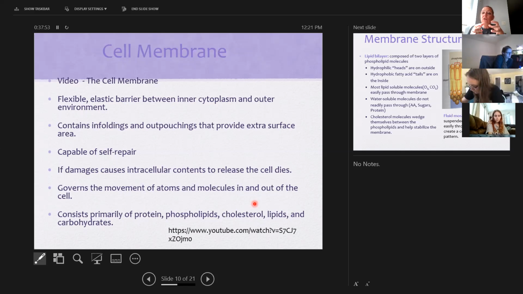It has little channels that will allow certain things to pass easily back and forth. It has other proteins that help to maintain the shape of the cell. So this is not a case of it's just the line around the cell. It is incredibly complex and fluid. It's called a mosaic, and it has this fluid motion that allows the cell to constantly be changing shape based on what its needs are at that time.